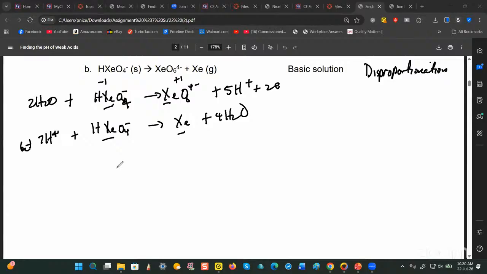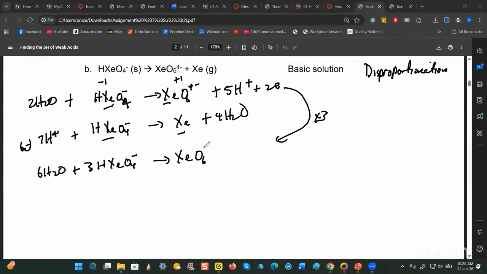Okay, next step, multiply the top by 3. So you're going to end up with 6 H2O plus 3 HXeO4 minus to give XeO6 4 negative plus 15 H plus 6 electrons, right?